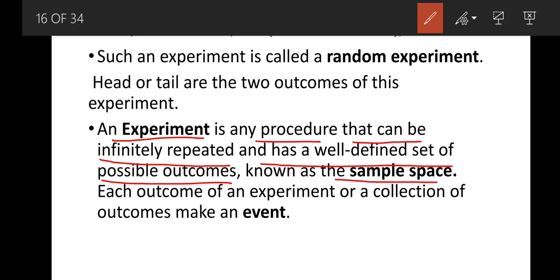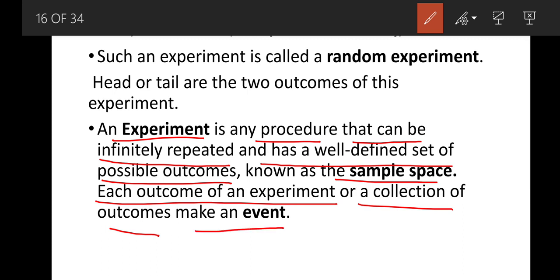So all the possible outcomes come under the sample space. What is sample space? The set of possible outcomes. All the possible outcomes are known as the sample space. I will be explaining this in further slides also. Each outcome of an experiment or a collection of outcomes makes an event. So what do you mean by an event? A collection of outcomes, or each outcome of an experiment, makes an event.